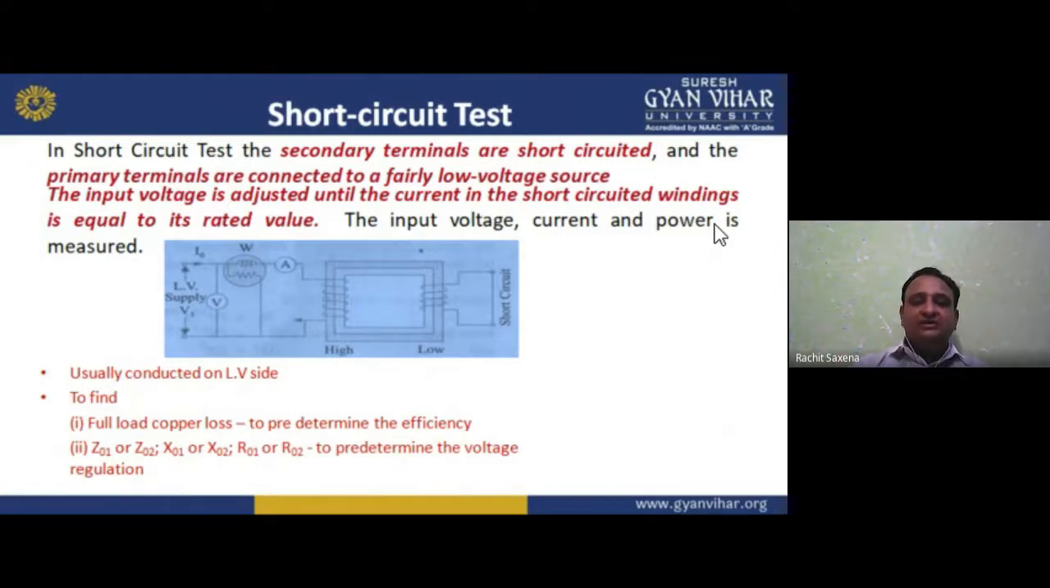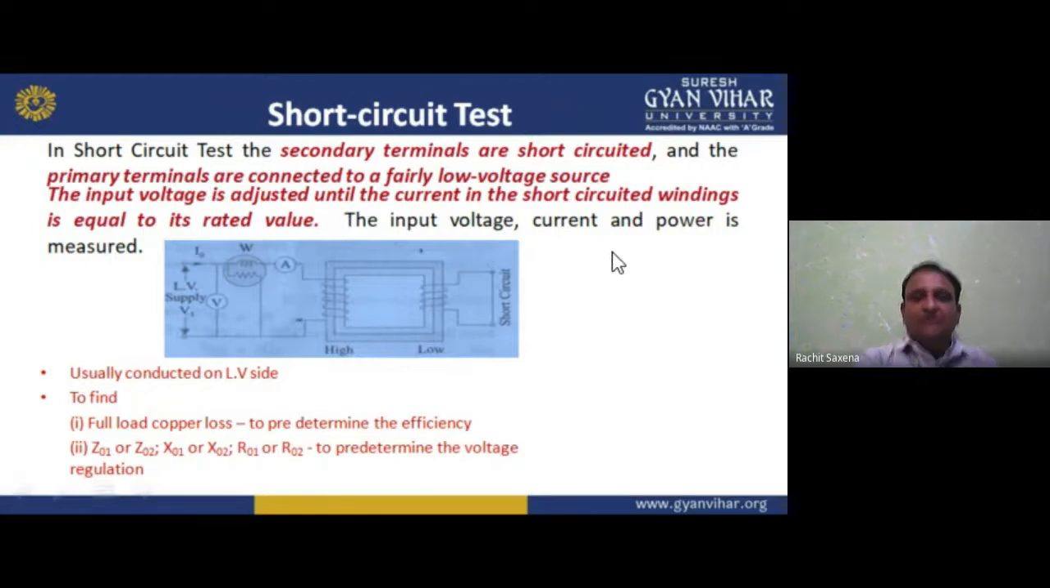In the short circuit test, the secondary terminals are short circuited, and the primary terminals are connected to a fairly low voltage source. The input voltage is adjusted until the current in the short circuit winding is equal to its rated value, because a short circuit has the maximum value of current, so we get the current dependent loss, that is I square R loss, meaning copper loss. So we can find copper loss in this test, and in the previous test we find the magnetic losses, that is eddy current and hysteresis loss combined. Again, the wattmeter gives you the copper loss value at rated current.